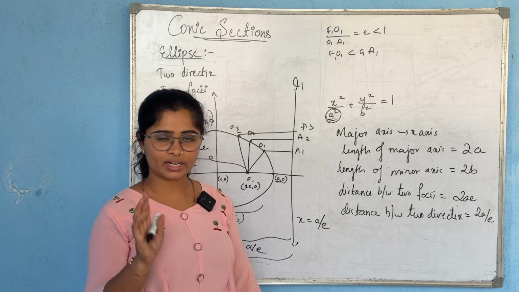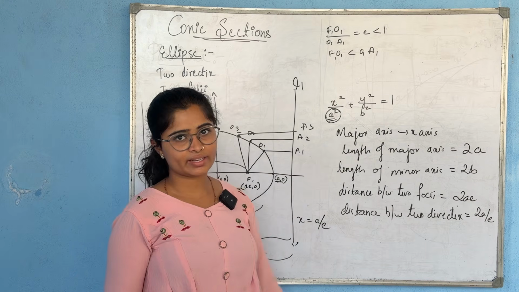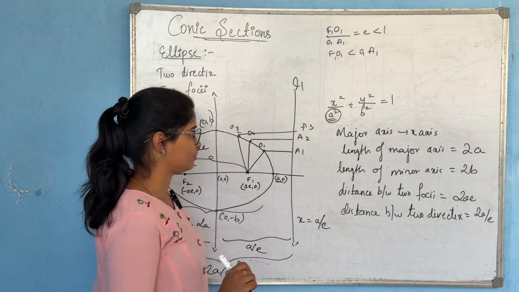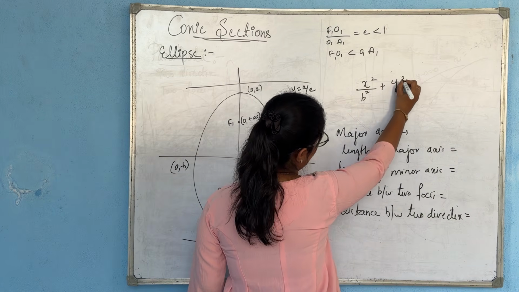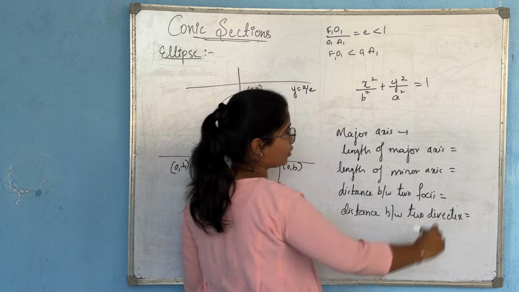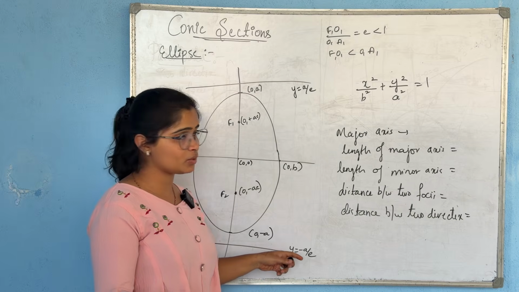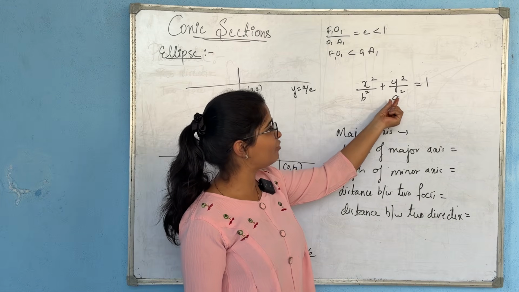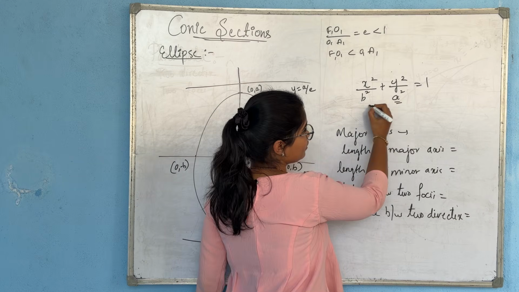Similarly, we have another standard equation of ellipse in which the role of major axis and minor axis will switch. Let us see what it is. Standard equation is given by x square by b square plus y square by a square is equals to 1. Now see here, the major axis is y axis. If the major axis is y axis, then the denominator of y square will be greater than the denominator of x square. Clear? Now this number will be greater than this number.